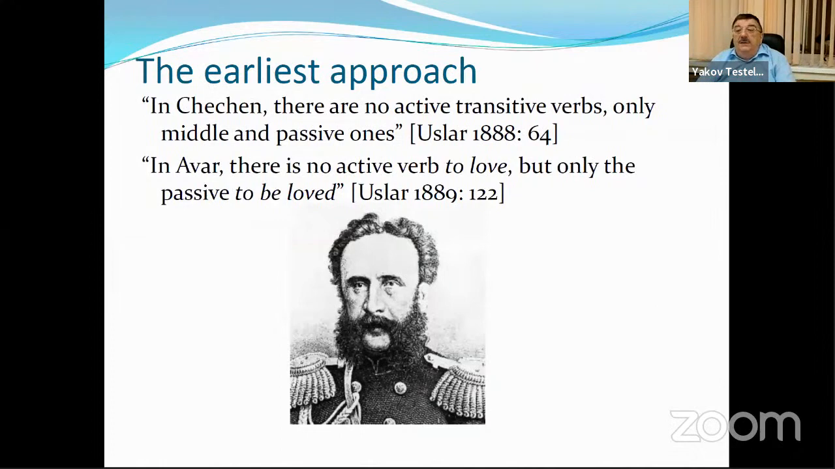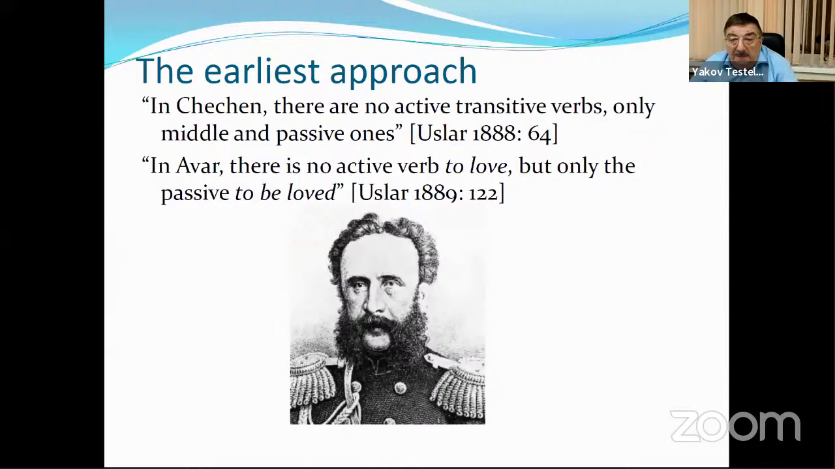The earliest approach to ergativity, independently by all the researchers who encountered this phenomenon in various languages in the world in the late 19th century, was that it must be passive. So Piotr Uslar, the founder of the scientific approach to North Caucasian languages, who authored outstanding grammatical descriptions of many of these languages, suggested the idea that the transitive verbs in these languages can only be used in passive. And what is peculiar is that these passive forms had no special passive marking.